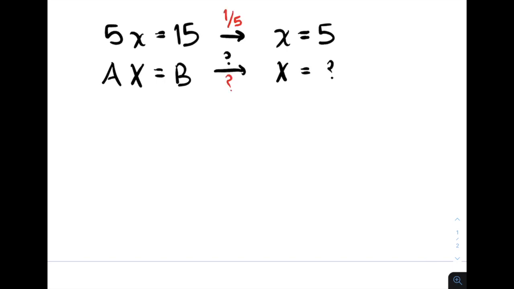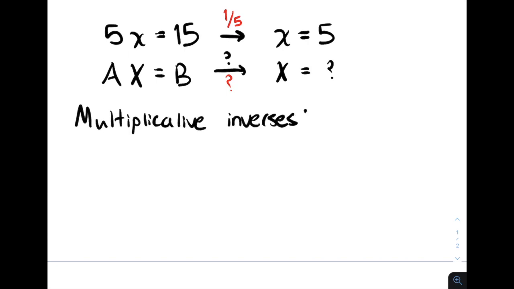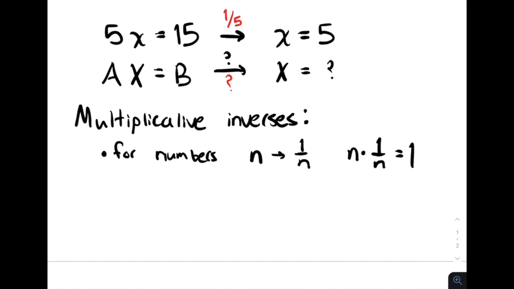To do this, we need to generalize a notion of matrix division, and we'll do so with multiplicative inverses. For numbers, this looks like 1 over the original quantity. And we have the property that n times 1 over n equals 1.